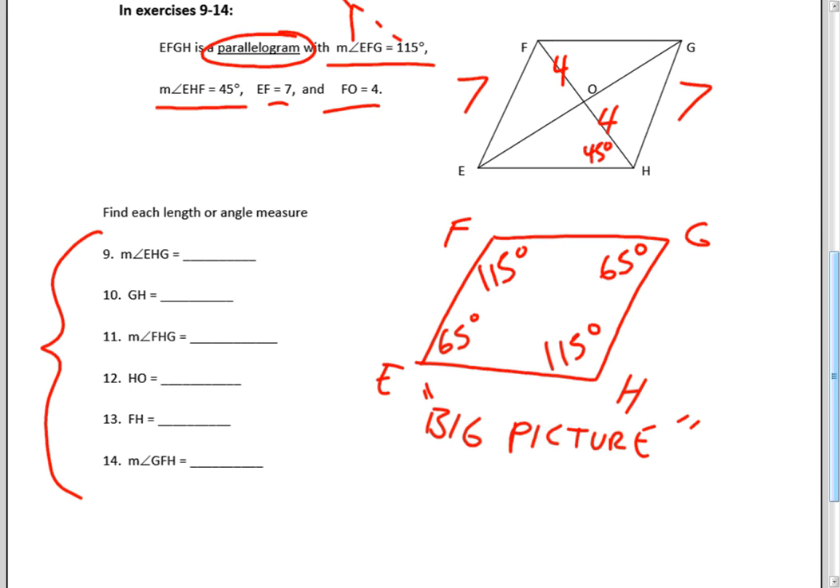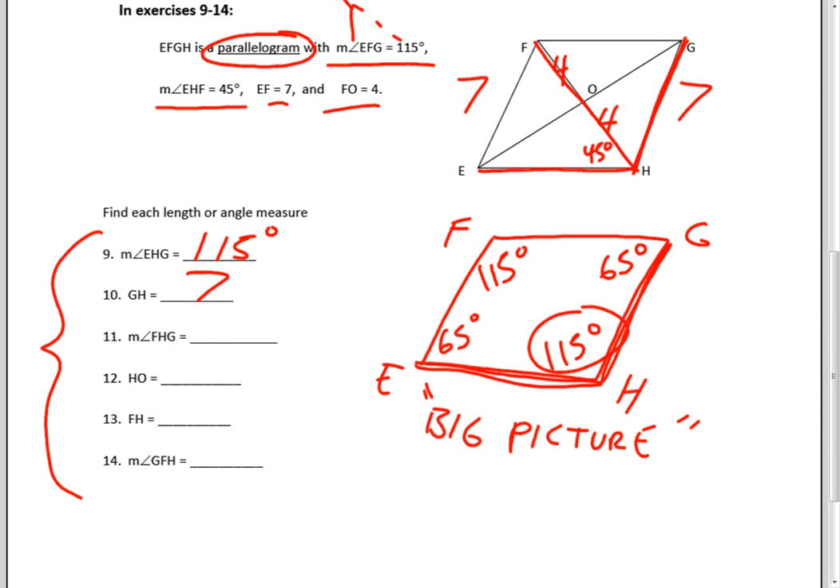EHG. EHG is the big angle. Well, we figured out the big angle right here. It's 115. GH, we got a distance. GH is over here. 7. FHG. FHG is the little angle. If that's 115 and that's 45, that's got to be 70.